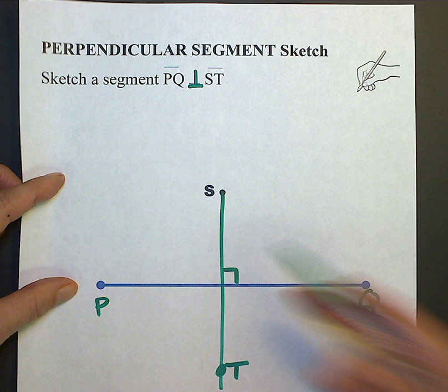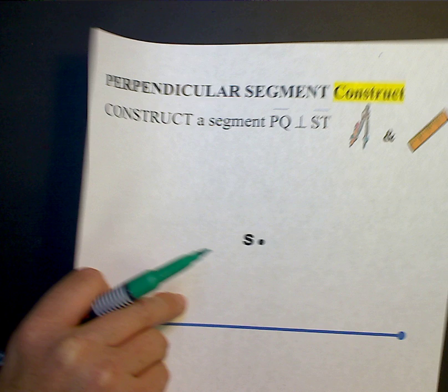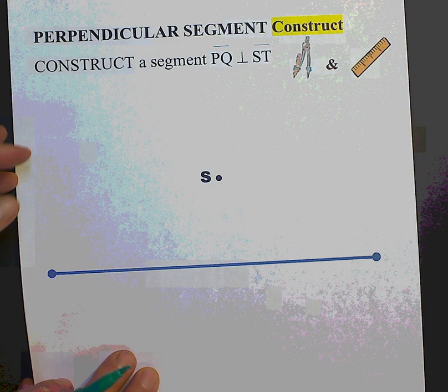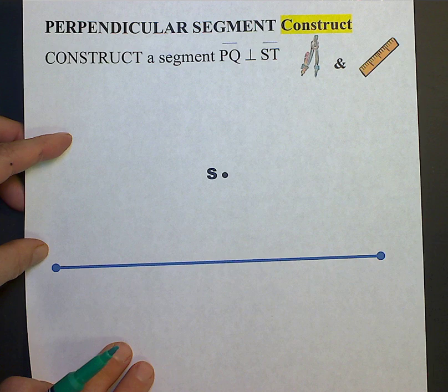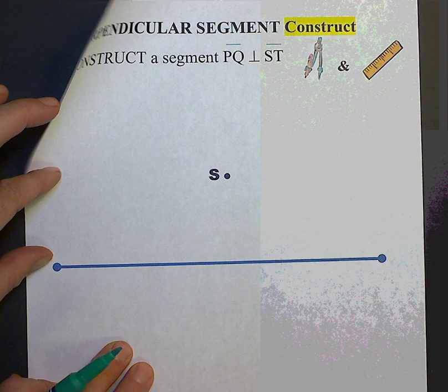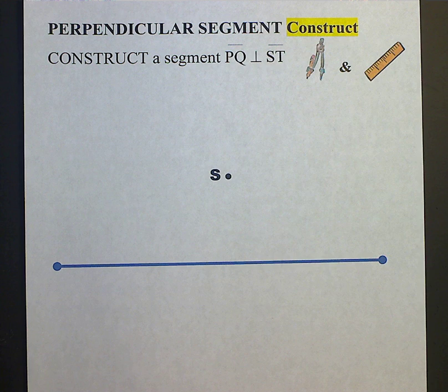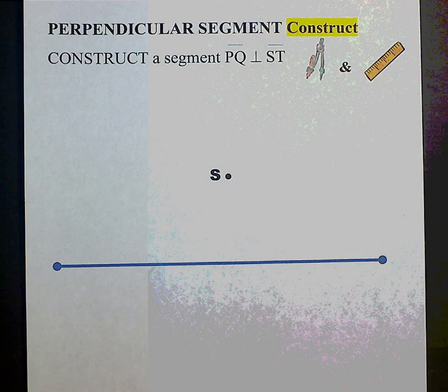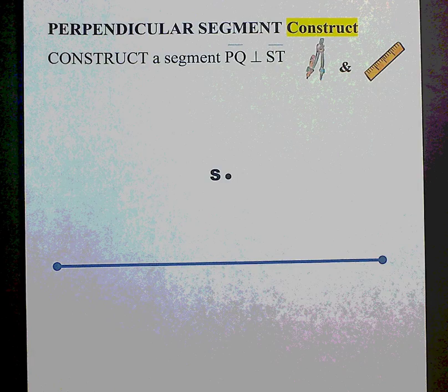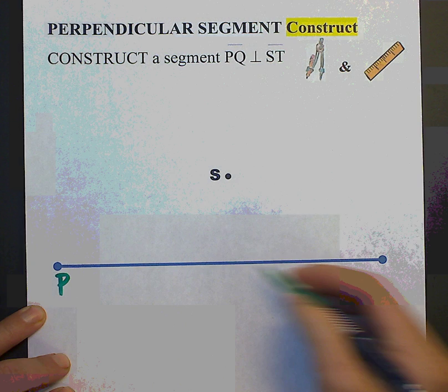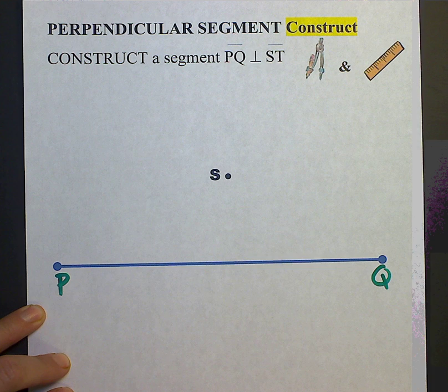Now I'm going to show you how to do a construction using a perpendicular segment. And this means I'm going to get an exact right angle. And this technique is actually more accurate than even using a protractor. So here we have our segment PQ and our external point S.